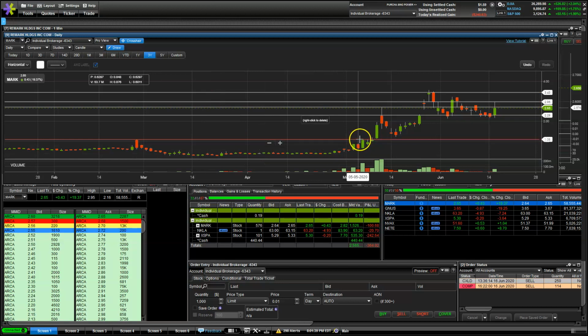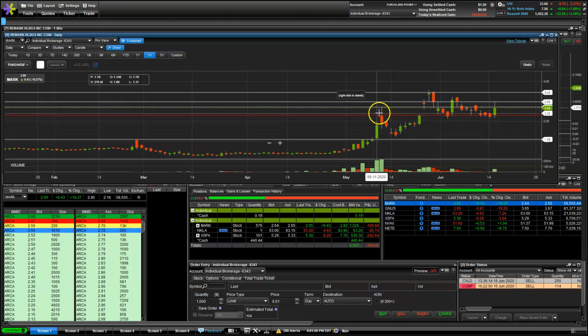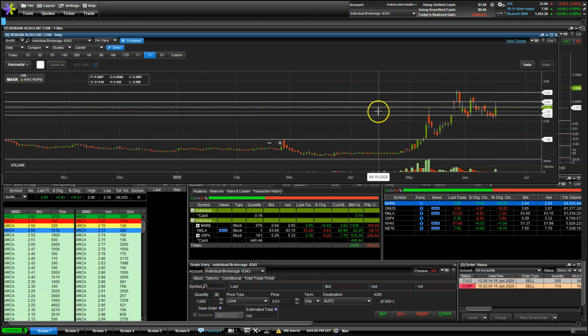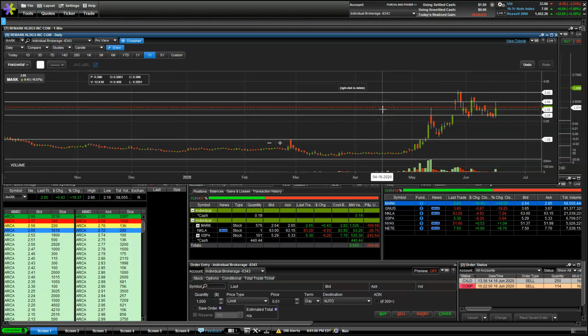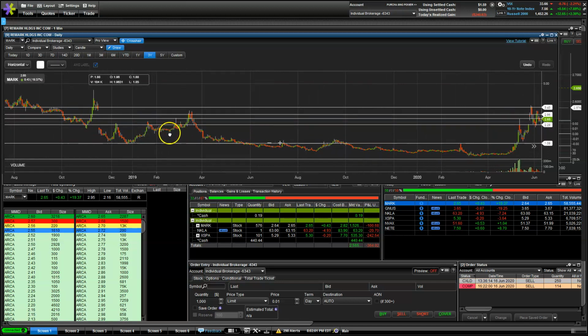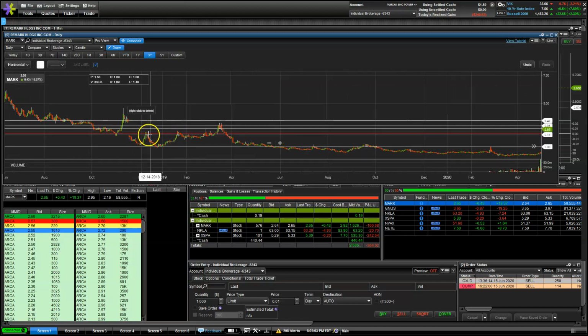So what happened whenever it touched this resistance level? It actually dipped down a little bit. But 2 days later, it broke the resistance level and it just spiked. And then it came back and it hit a previous level of resistance. What is that number? 228, and that 228 is actually right here.